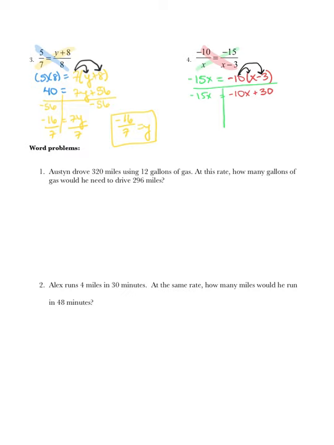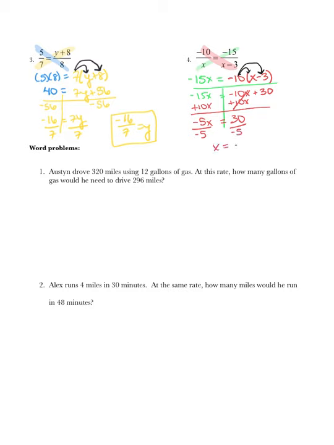We want x's on one side of the line, so the only one to move is the 10x. Add the opposite. That cancels out. Now I have negative 5x equals 30. Divide both sides by negative 5.